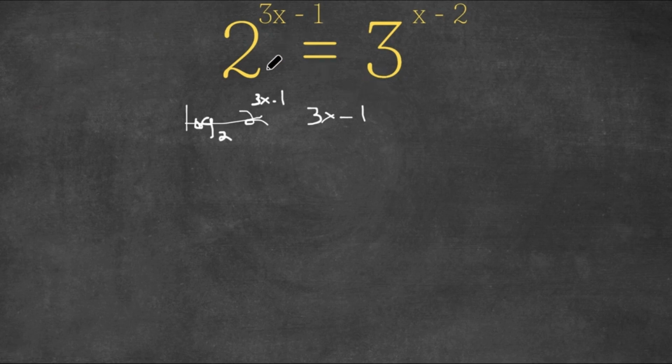However, what we do to one side of the equation, we have to do to the other side. Meaning, we're going to have to take the log with subscript 2 of 3 to the power of x minus 2 as well.